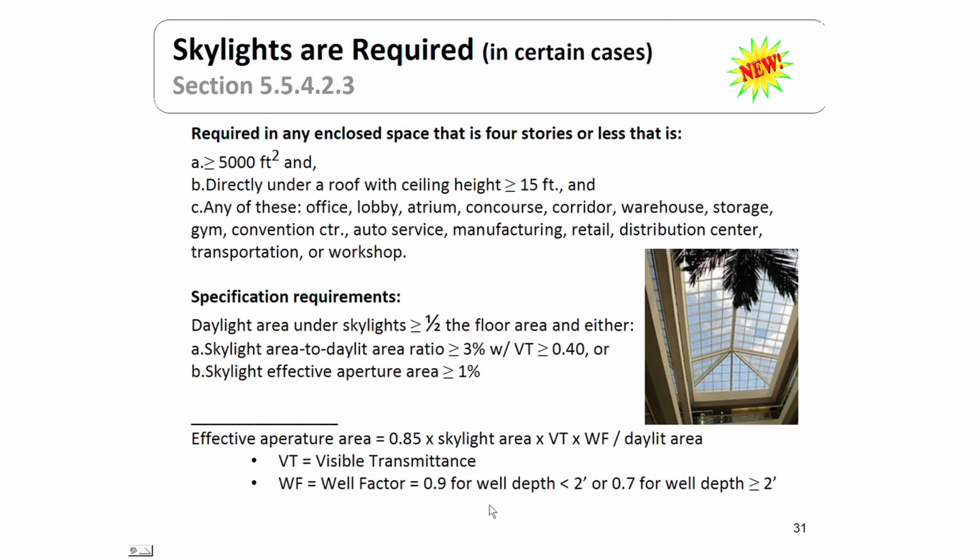It simply lowers the amount of light that gets into the space due to the size of this well that's at the base of the skylight. So the depth of the well will affect it. If it's greater than 2 feet, then that well factor is 0.7. If it's less than 2 feet, then the well factor is 0.9, so a lot more of the light would get through.